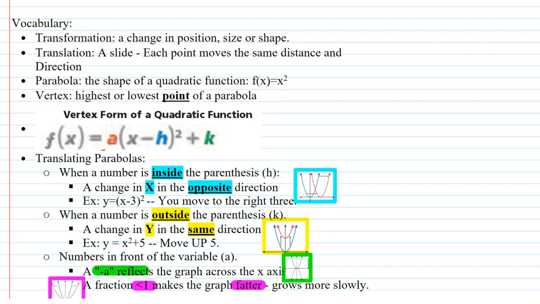All right, some more vocabulary. A transformation is simply a change in your graph. A translation is a slide, meaning we're not changing the shape, but we're simply moving it left, right, up, and down. A parabola is the graph of x squared. The vertex is the highest or lowest point. Remember, vertex is always a point. The formula that we're going to be working with today is vertex form.